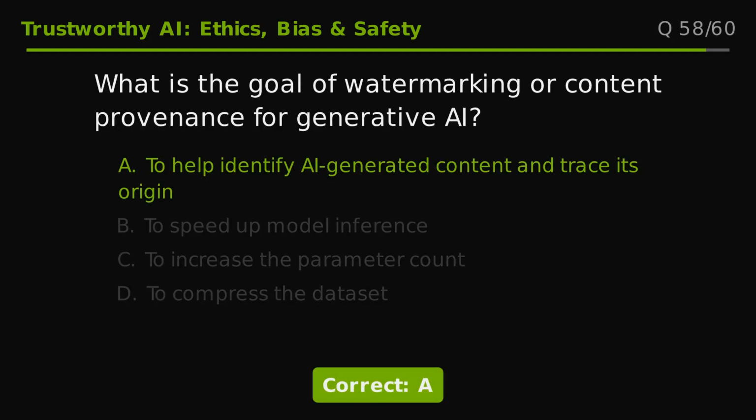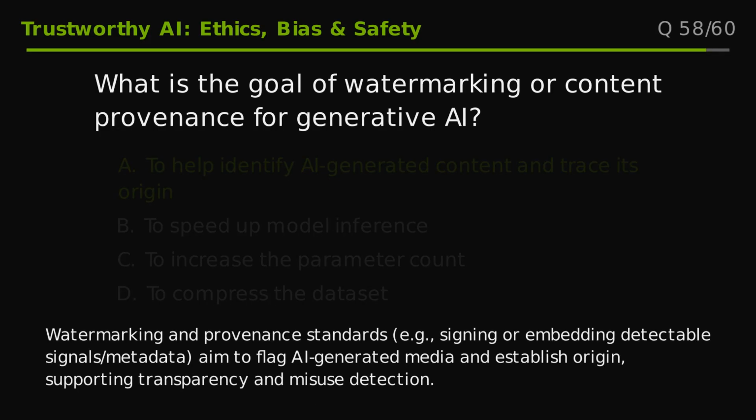The correct answer is A. Watermarking and provenance standards, for example signing or embedding detectable signals or metadata, aim to flag AI-generated media and establish origin, supporting transparency and misuse detection.